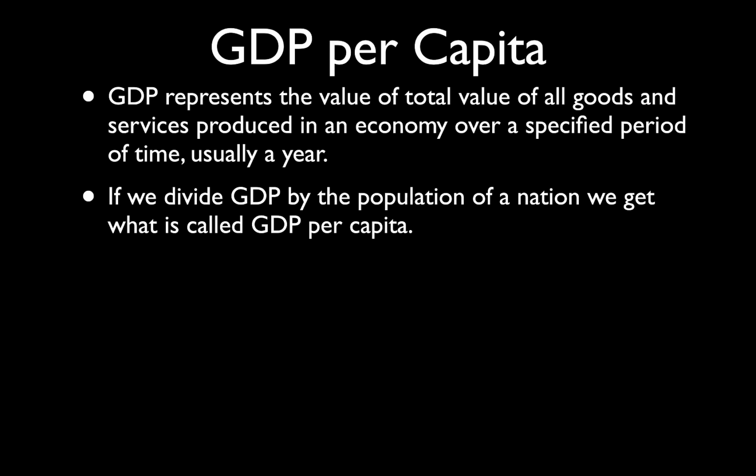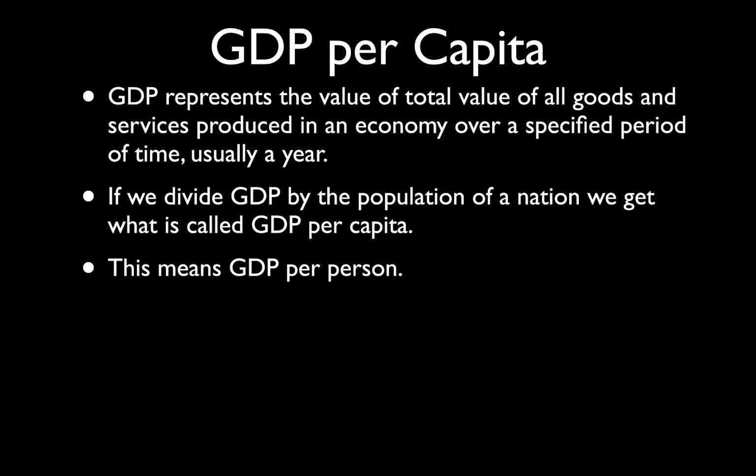Now, if we divide GDP by the population, we get what is called GDP per capita. Okay, all this means is GDP per person. So what we are trying to do is establish, calculate, or find out what the average standard of living is per person in that country.